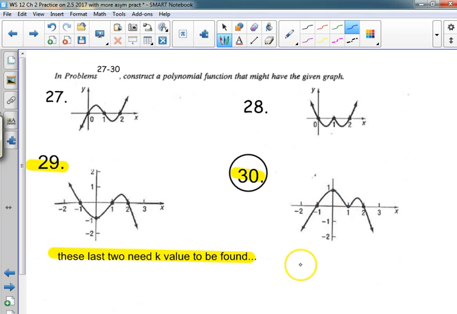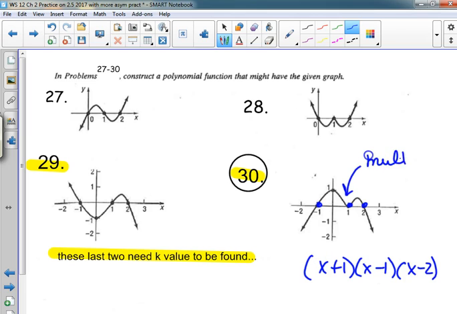On number 30, where are the zeros? -1, +1, and 2. Any of those we need anything special? Multiplicity 2. Love it. Multiplicity 2 right there. So what gets a squared?